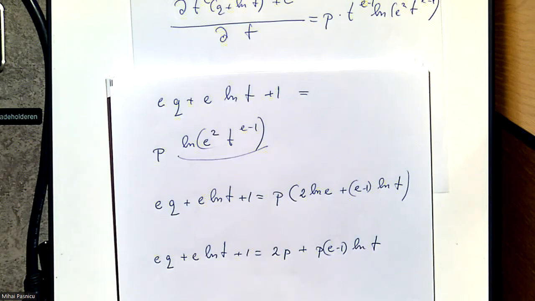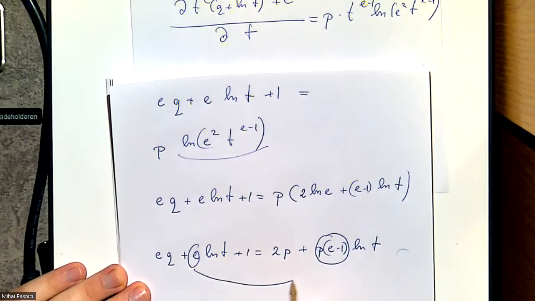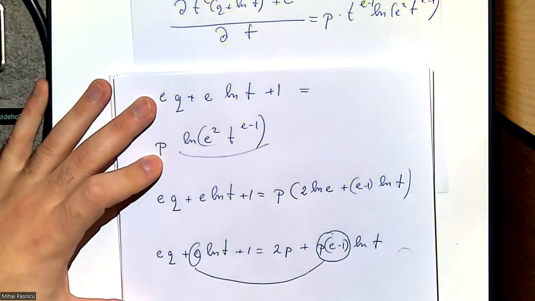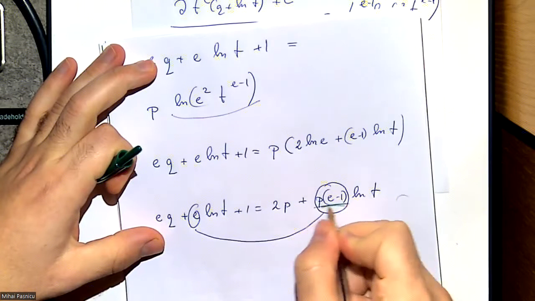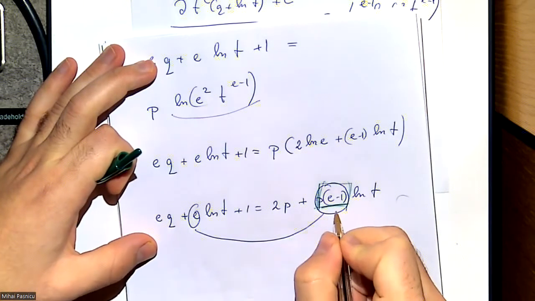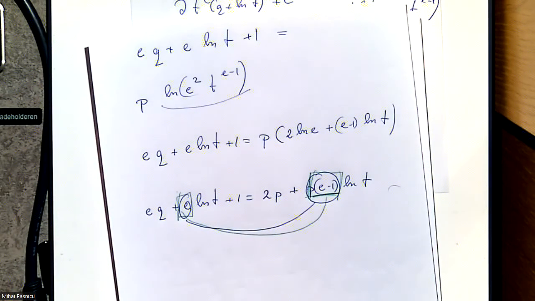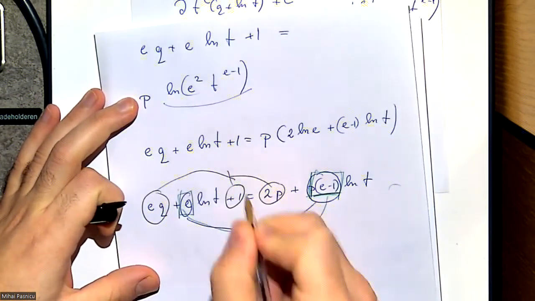Okay, now the coefficients for ln of T have to be equal, so this thing has to be equal to this thing. So I just identify my terms. This thing has to be equal to the corresponding term for log of T on the other side. And everything else has to be equal. So this plus this has to be equal to 2P.